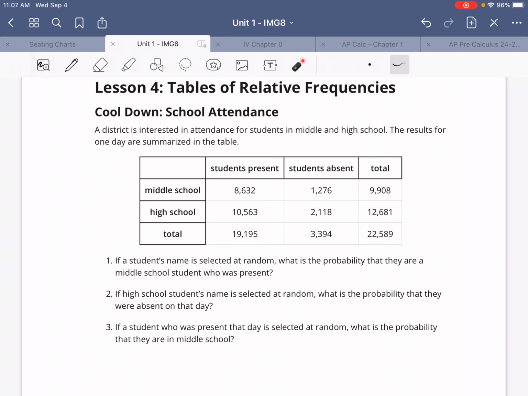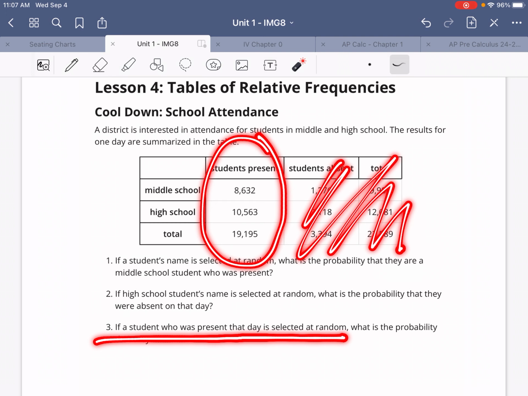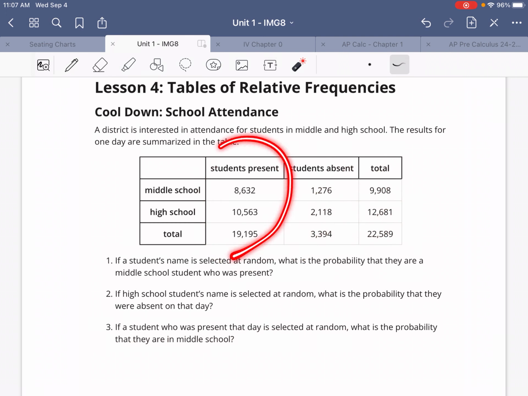Just like question 3 here, if a student who was present that day is selected at random, we're only looking at students present that day. We're not looking at any absent students. What is the probability that a student who's present on a particular day is in middle school? Well, how many students who are present are in middle school? How many students were present total?